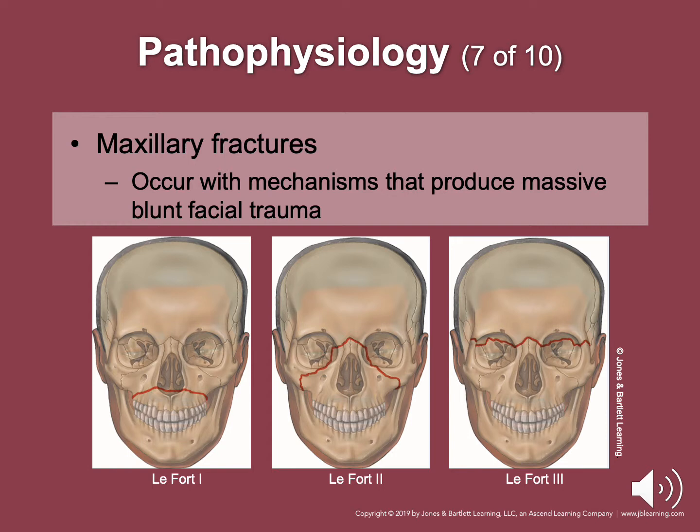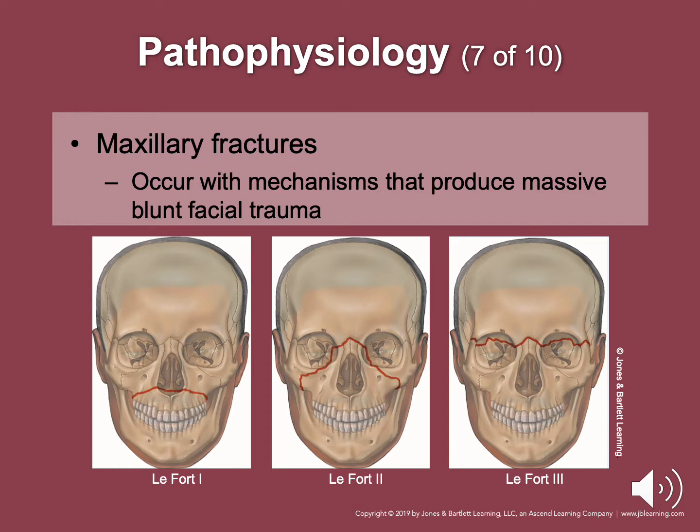A Le Fort 2 fracture involves the nasal bone and the inferior maxilla. It separates the nasal bone and the lower maxilla from the facial skull and the remainder of the cranial bones. A Le Fort 3 fracture is a fracture of the midfacial bones. It separates the entire midface from the cranium.